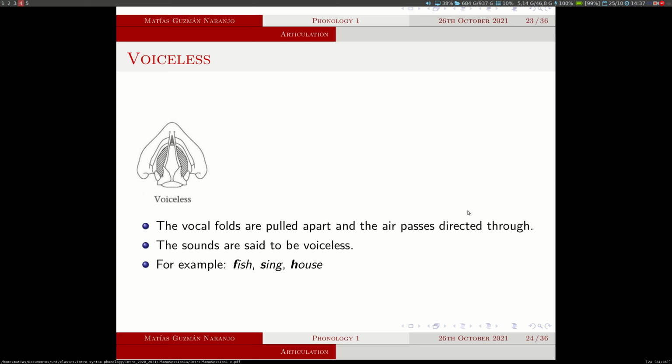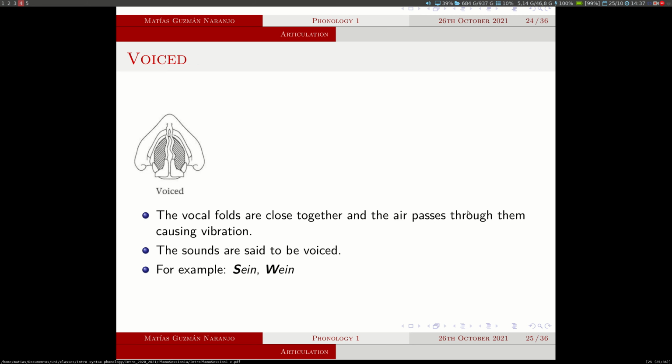Those are completely voiceless because there is no vibration. In a voiced sound, the vocal folds are close together and they vibrate while the air passes through them, and we call these sounds voiced. Some examples are the German words sein and Wein.